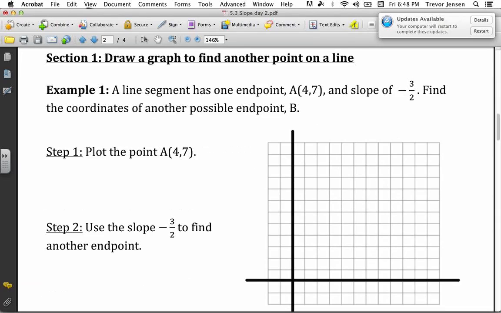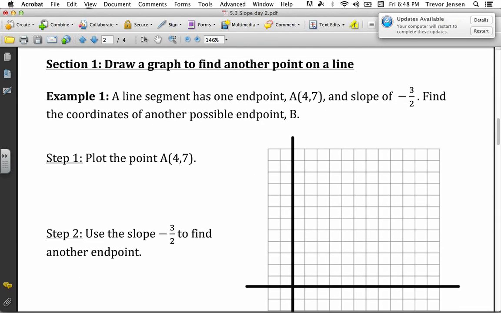Okay. What we're going to do now that's a little bit different than before, we're going to draw a graph. If I give you a point and a slope, I want you to use that point and the slope to actually graph the line and tell me other coordinates that are on that line. So a line segment has one endpoint at A, 4, 7. I know a coordinate is an x, y coordinate. So that tells me that when x is 4, 1, 2, 3, 4, y is 7. 1, 2, 3, 4, 5, 6, 7.